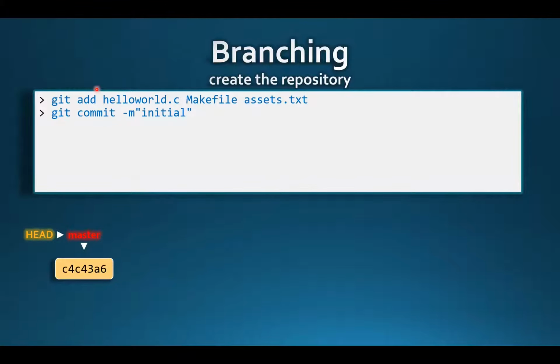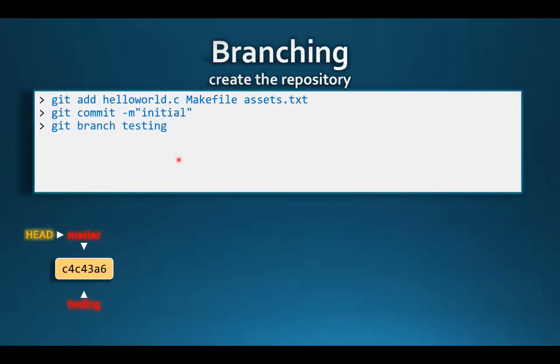So you'll use git add. You can add 3 files at once. You can put in multiples. So we've added hello world, makefile, and assets.txt and committed it. So our head is currently pointing at the master branch. Our repository consists of a single node.